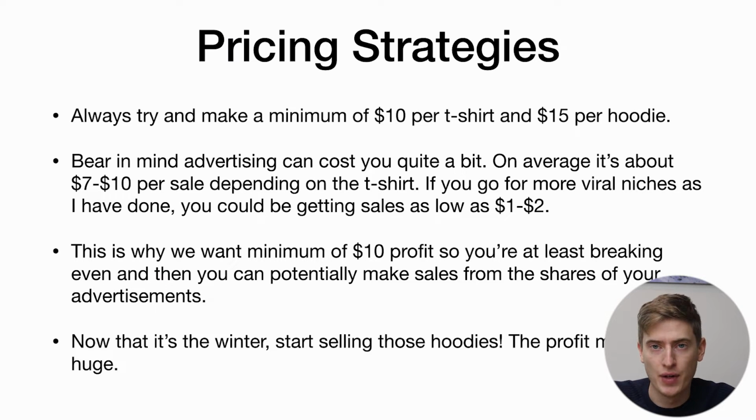And what I mean by getting sales at $1 to $2 or $7 to $10 is when you create an advert, you're going to get lots of clicks to your website. And let's say each click costs $1. On average, it would be about 7 clicks to 10 clicks to get one sale. So that's about $7 to $10, right? That's just an example. But with something viral, you're going to get a lot of shares, so you're going to get a lot more free clicks to the website. Does that make sense? This is why we want a minimum of $10 profit, so you're at least breaking even, and then you can potentially make sales from the shares of your advertisements.